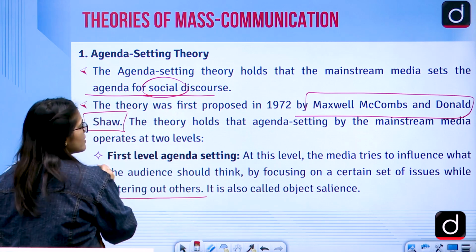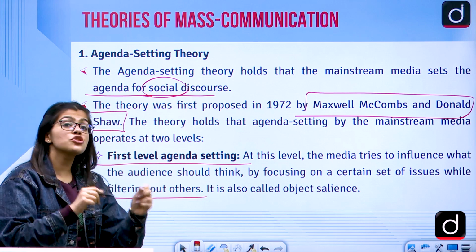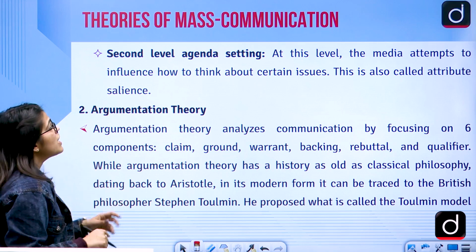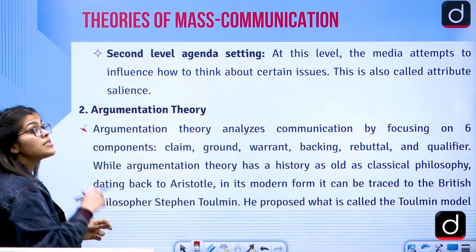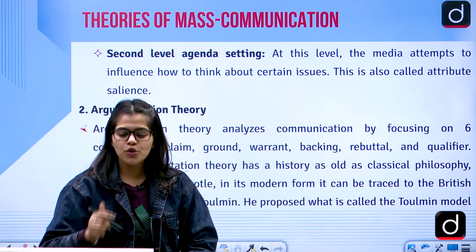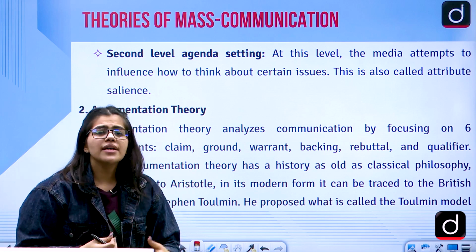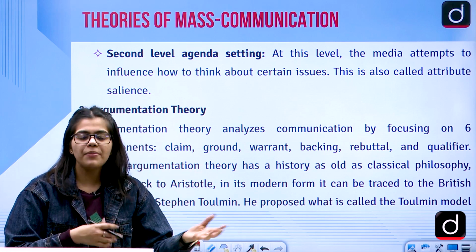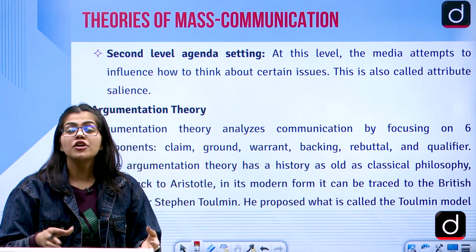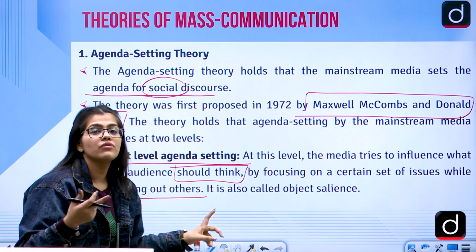So what is the first level? The first level is media trying to influence what the audience should think. This is the key word here. Then you have the second level. At this level, media attempts to influence how to think, how you think about a particular thing. We all know that at the time of COVID, there were a lot of things happening. There were earthquakes happening, and there was COVID as well. But mostly you saw news related to COVID. They wanted you to think and talk only about COVID, right?